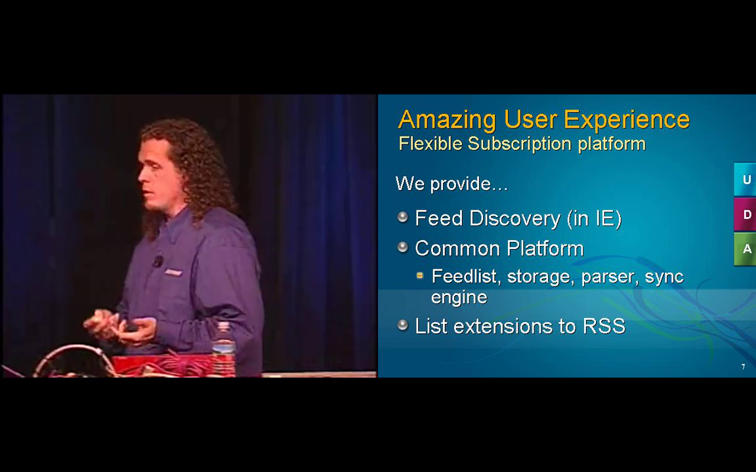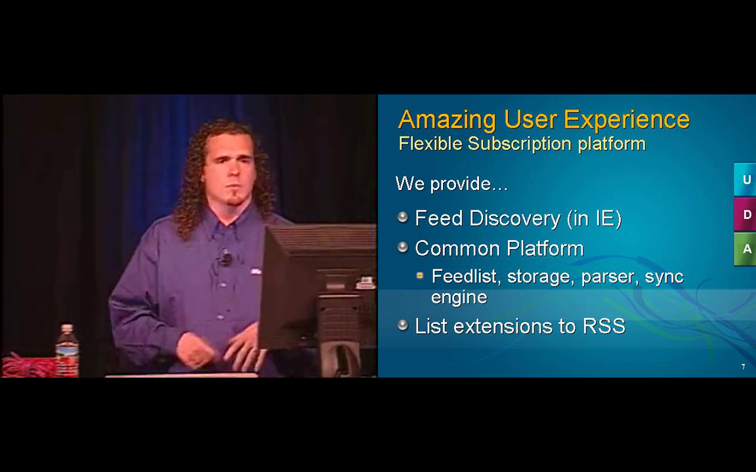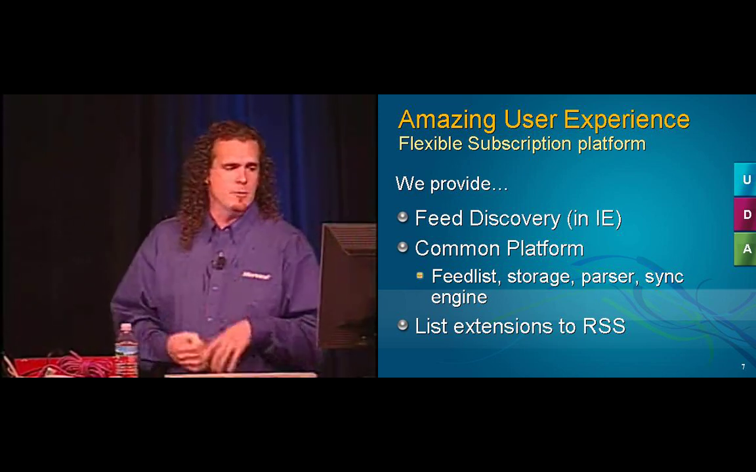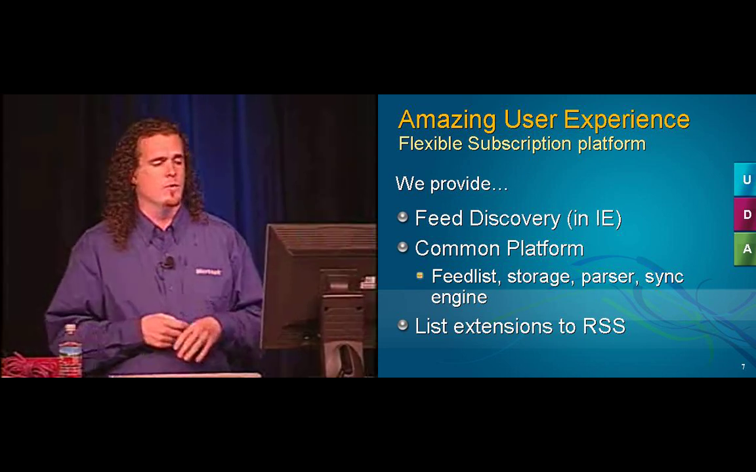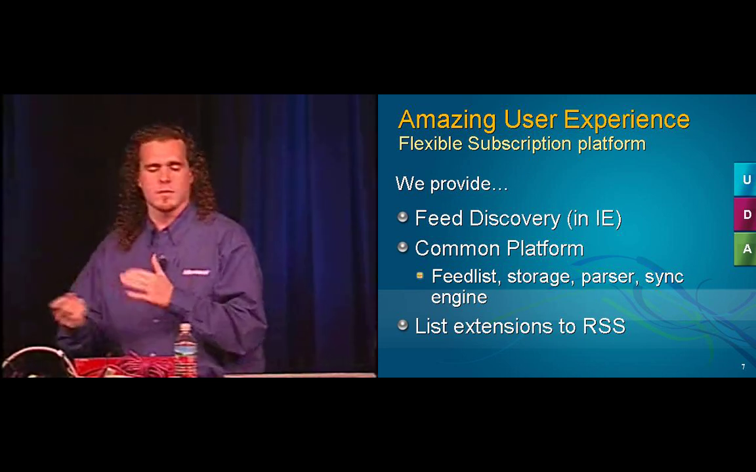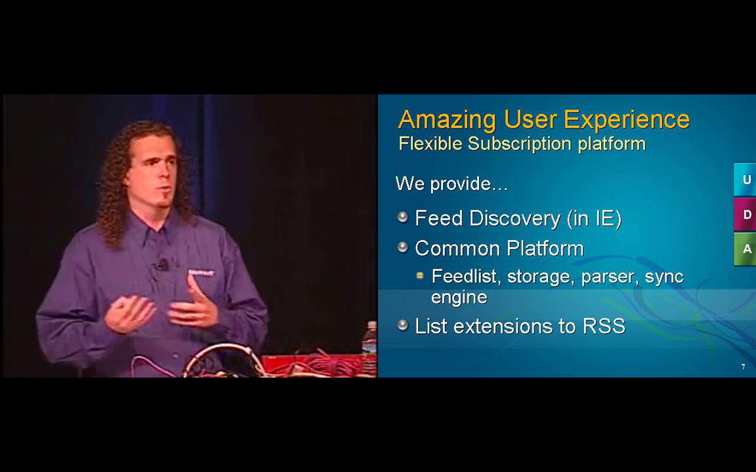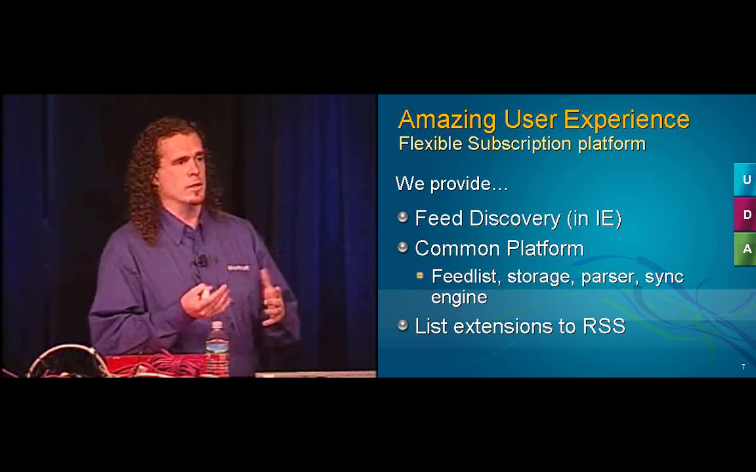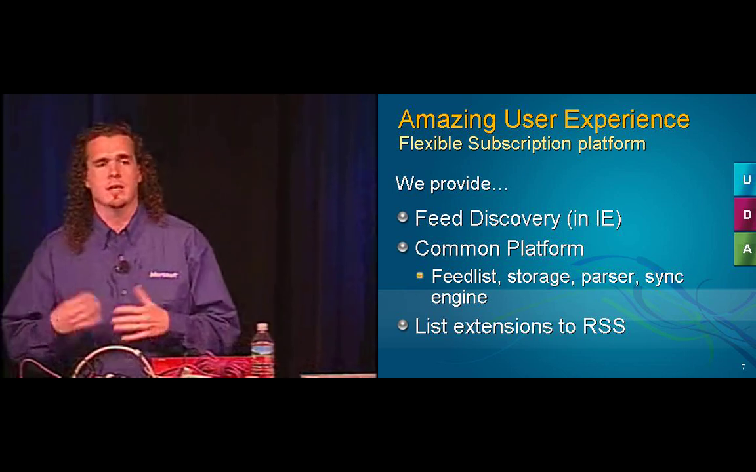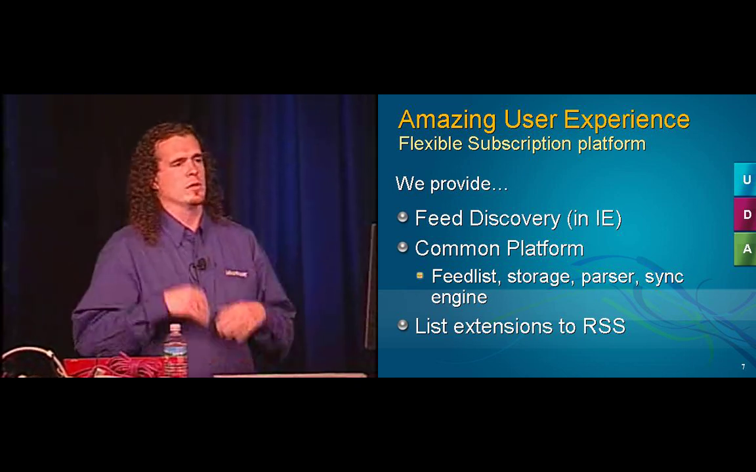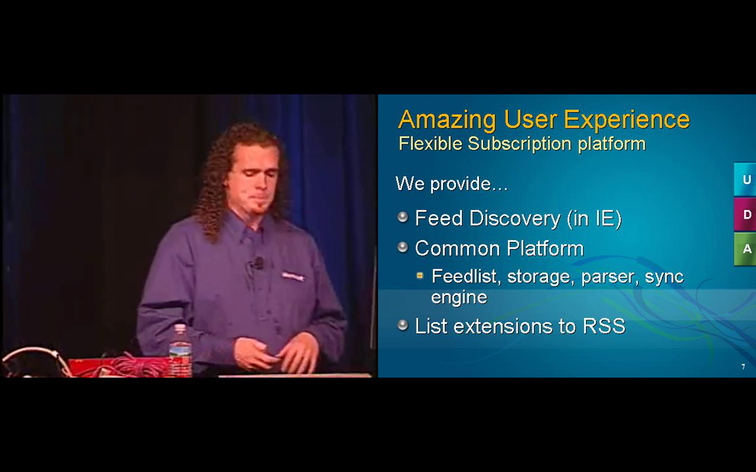Now, I showed you feed discovery a minute ago. That's pretty basic, pretty obvious how we do that. But as I said, the most important thing is that we're providing this common platform. We're providing a feed list. We're providing storage. We're providing a parser for RSS and Atom feeds, and a synchronization system, of course, to keep all of this running together. And we've also extended RSS with list support under a Creative Commons license, so freely licensable, that allows us to have lists that are not time-dependent. So you can have data that may be a list, but it's not really this time-dependent idea of a new post coming in and eventually pushing the old ones out of the way.